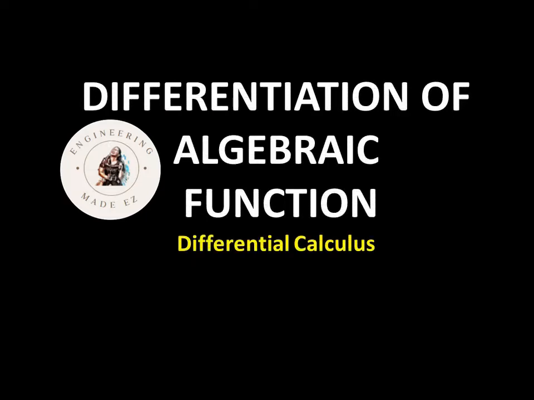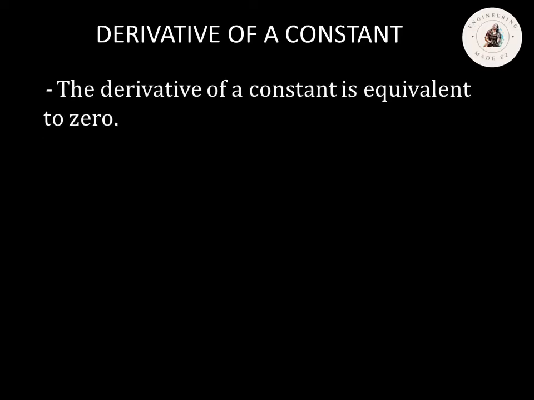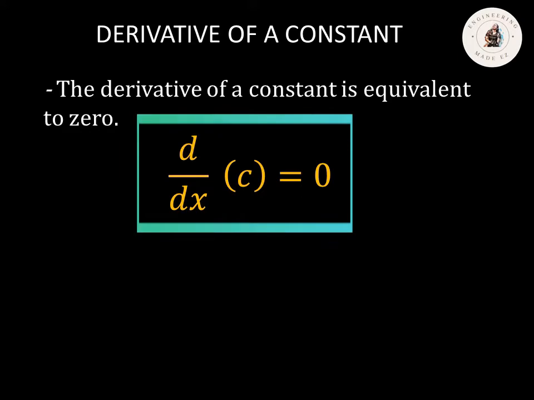Hello everyone! Today we're going to discuss differentiation of algebraic functions in differential calculus. Before we solve an algebraic function, we need to first discuss the different differentiation rules that we're going to use. First is the derivative of a constant. Take note that the derivative of a constant is equivalent to 0. We have the formula, the derivative of c with respect to x is equivalent to 0.